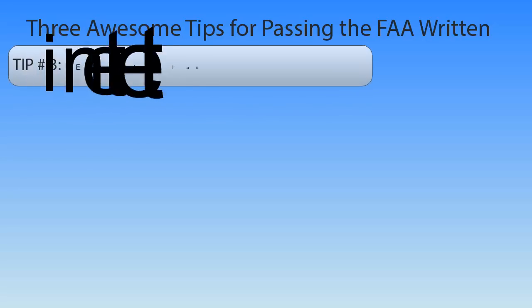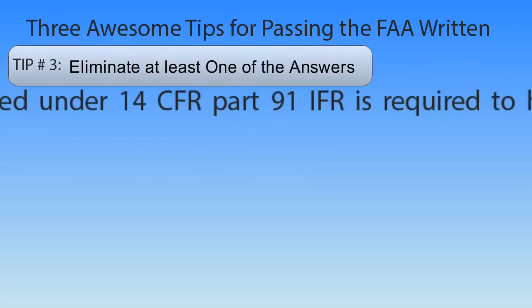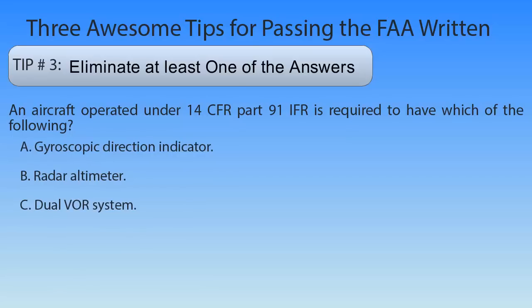3rd tip, eliminate one of the answers. Sometimes it's actually better to eliminate the wrong answers instead of trying to figure out the correct one. And in most cases, at least one answer can be eliminated right off the bat. Let me give you an example. An aircraft operator under 14 CFR Part 91 IFR is required to have which of the following? A, a gyroscopic direction indicator, your heading indicator. B, a radar altimeter. C, dual VOR system.